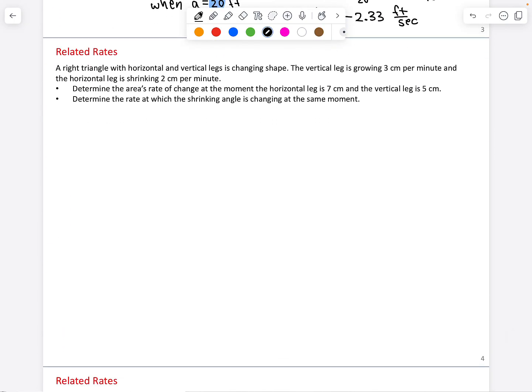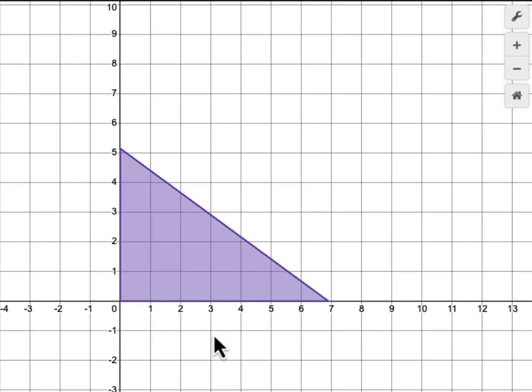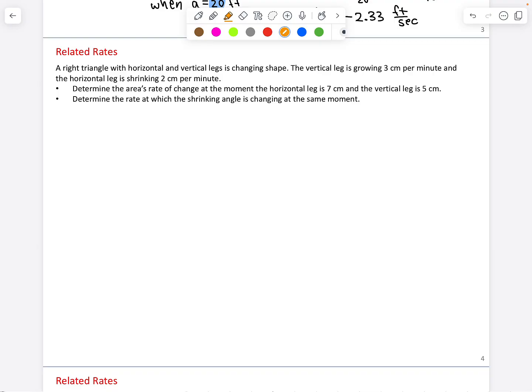A right triangle with horizontal and vertical legs is changing shape. The vertical leg is growing 3 centimeters per minute, and the horizontal leg is shrinking 2 centimeters per minute. So using technology, I have an image of a triangle that is changing in this way. Now there's 2 questions on this page. Let's do the first one, which is to determine the area's rate of change at the moment the horizontal leg is 7 centimeters and the vertical leg is 5 centimeters.